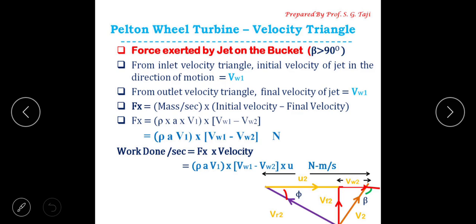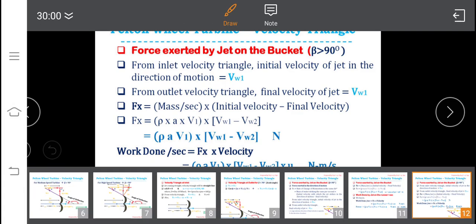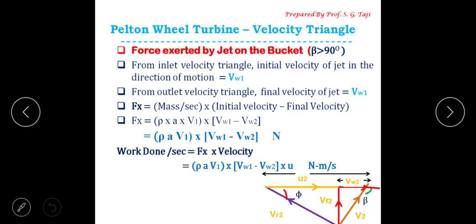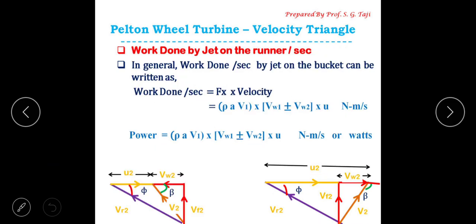Fx = rho a v1 (Vw1 minus Vw2) Newton. Work done per second is given by Fx into velocity, which is rho a v1 (Vw1 minus Vw2) multiplied by u Newton meters per second. This is the work done by jet on the runner per second.